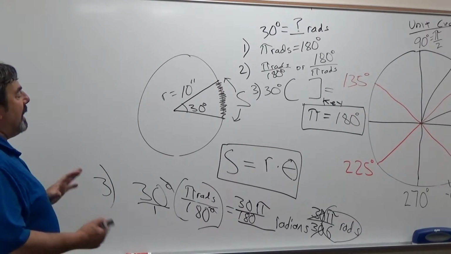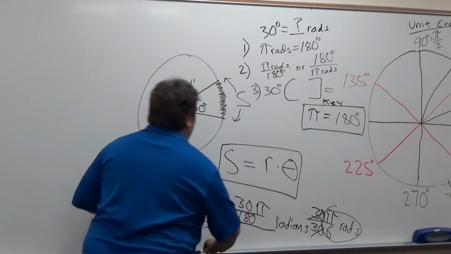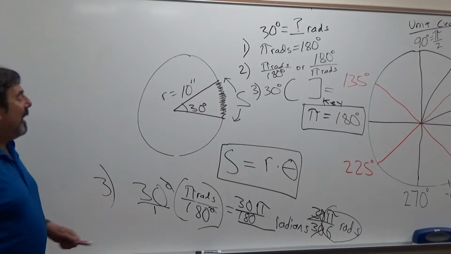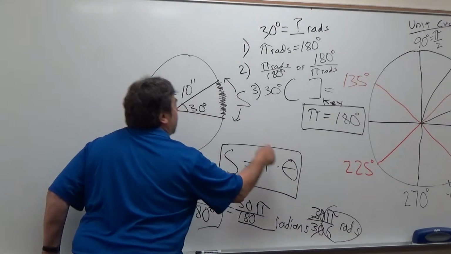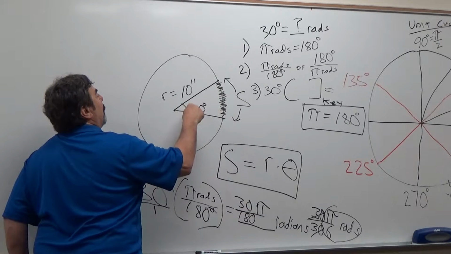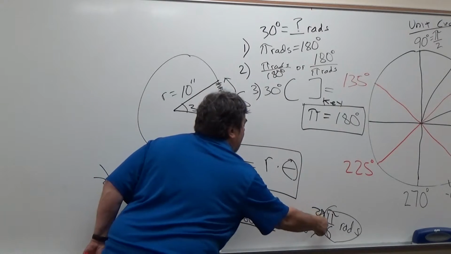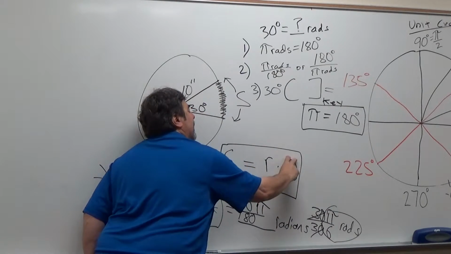So then, we're not done yet. He did good, but we're not done with the problem yet. We now have to plug our central angle, which is 30 degrees, but we converted it to radians, pi over 6, we have to plug that in here.